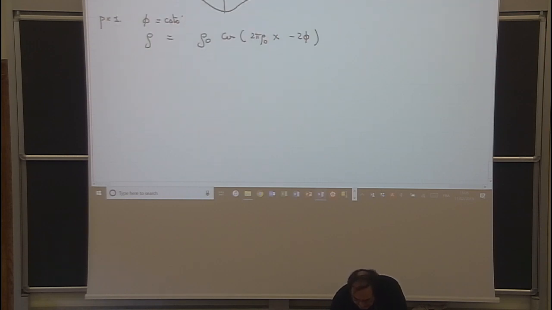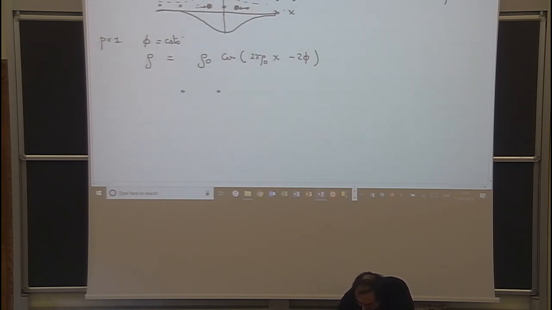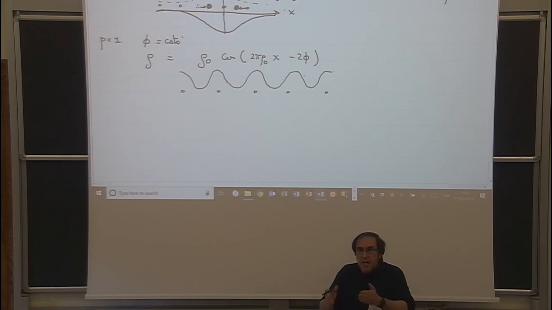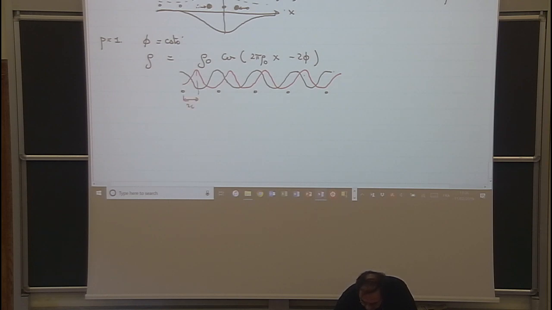Now, what does it mean? It means that my density is a perfect density wave. So here it's high, here it's high, here it's high, and so on, and because this is a cosine, this is a density wave with exactly the periodicity corresponding to the average distance between the particles. And now phi shifts these waves right and left. So depending on the value of phi, this wave will be displaced. It will be here. But it doesn't change the average periodicity. Sorry for the drawing. This is shifted by 2 phi divided by 2 pi.